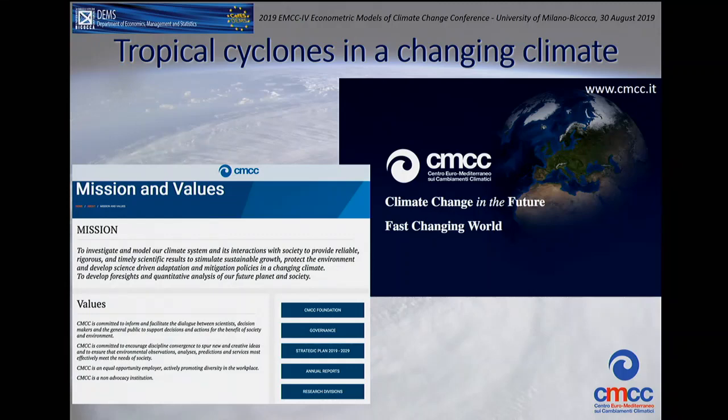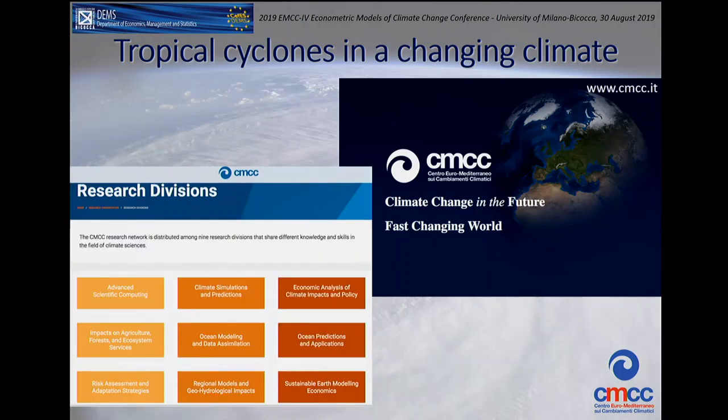The center is distributed in 9 different research divisions. There are people working on the physical side: oceanographers, atmospheric people, people working on sea ice, and so on. So there are 3 divisions mainly devoted to this kind of analysis, but we also have people working on the economic side. We have 2 divisions working on economy, and we also have people working on impact, on agriculture and fisheries and so on. As I said, I'm from the physical side. I'm from the climate simulation and prediction division, this one here.